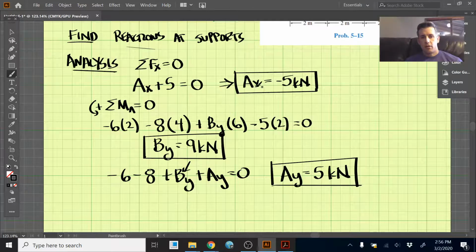And we have solved for all the reaction forces here. Everything's in equilibrium, and that is the solution to problem 515.